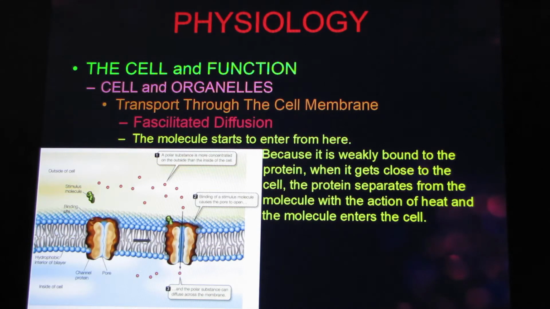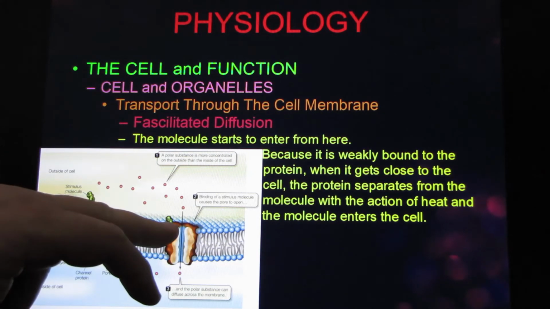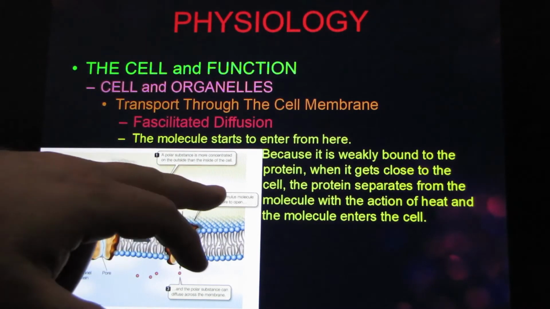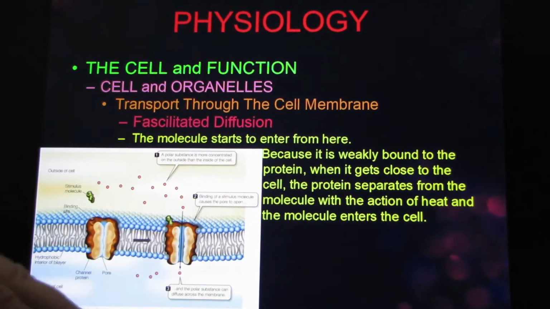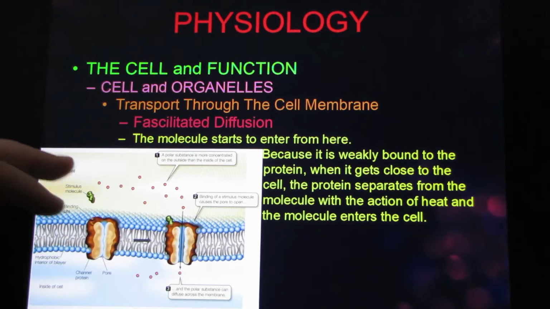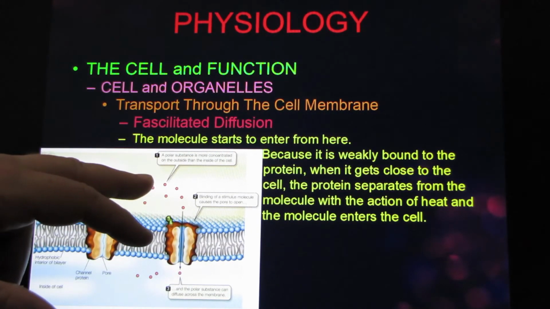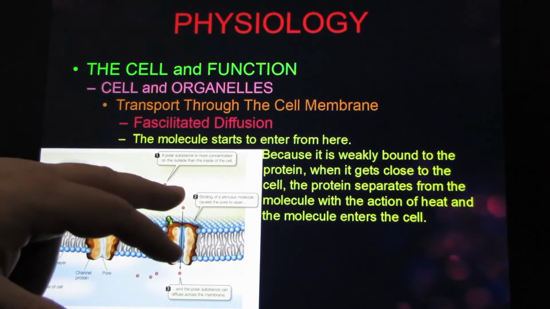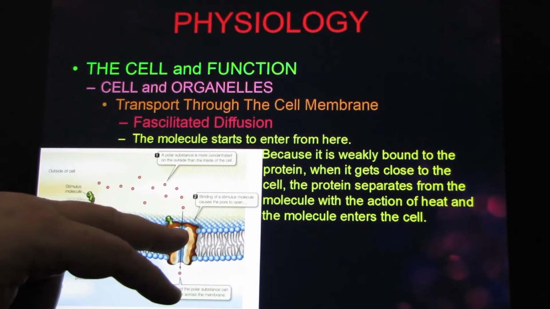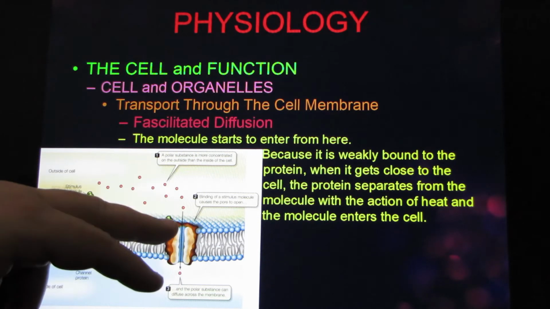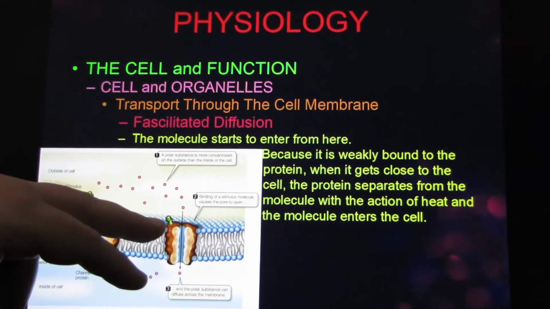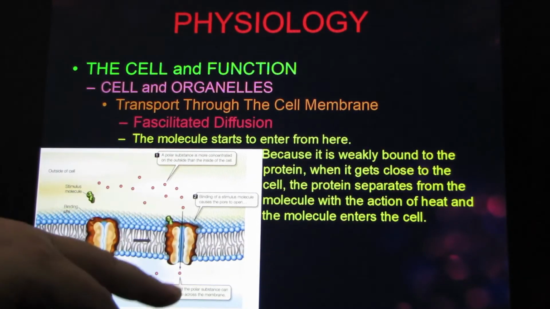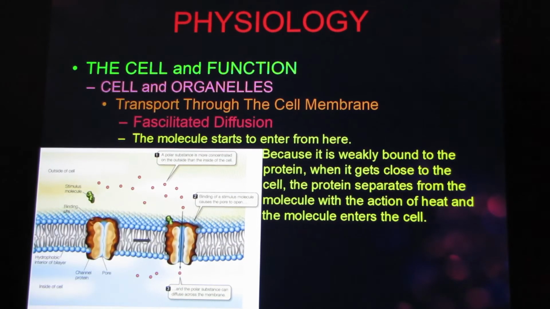The molecule starts to enter from here, the opened end on the outside of the cell. This is the extracellular space or the extracellular fluid, and this is the intracellular fluid. So when the molecule in the extracellular space comes to the opening towards the extracellular space, with the stimulus molecules binding to the channels, it opens the channel and the protein passes in, or any substance passes in.